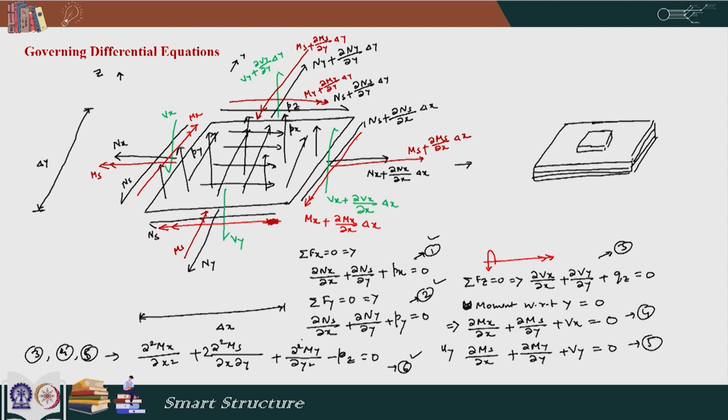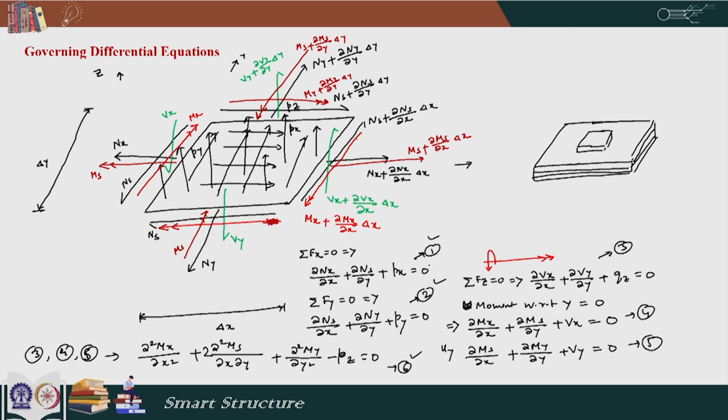Here we have the vertical shear eliminated, because we are combining equations 3, 4 and 5 and we are getting a new equation 6. So, in terms of the stress resultants nx, ny, ns, mx, my and ms, we have these 3 equations, equations 1, 2 and 6, which need to be solved to find out the behavior of the composite laminate.